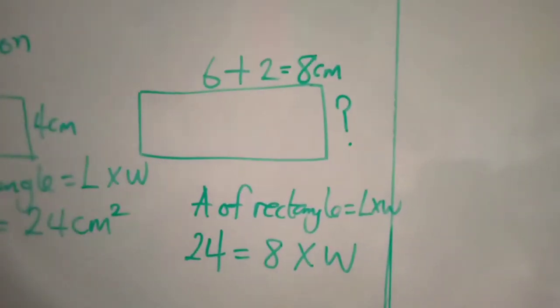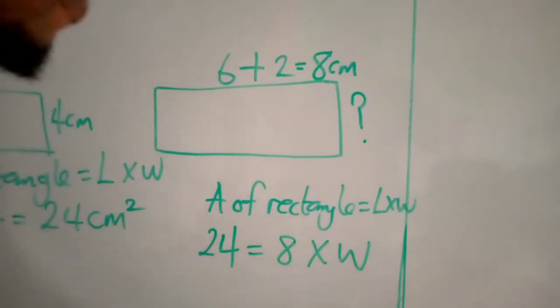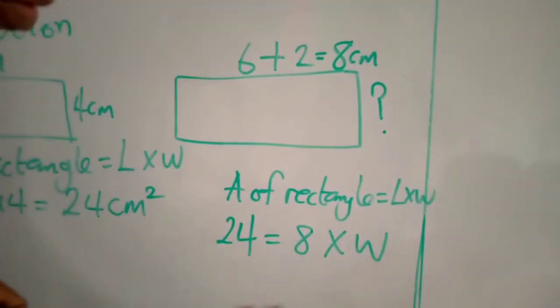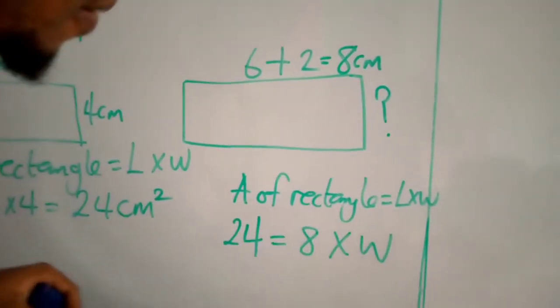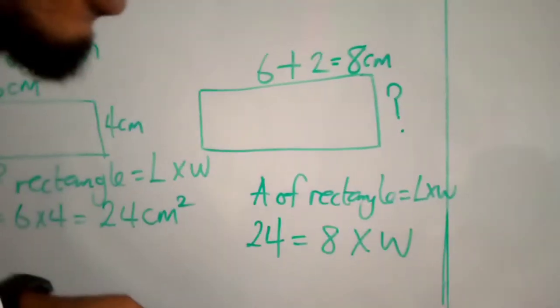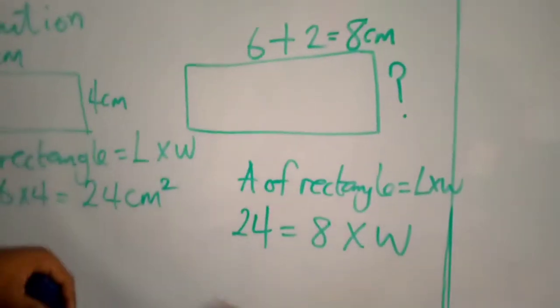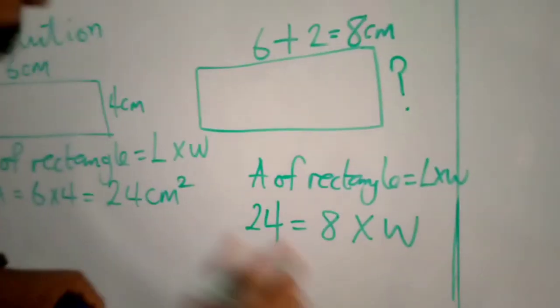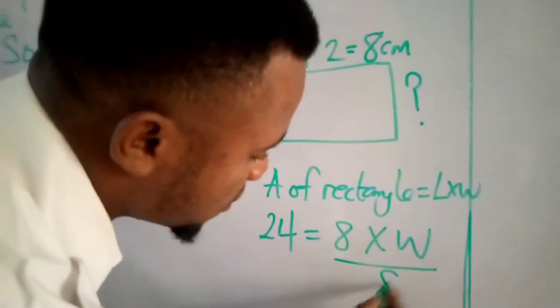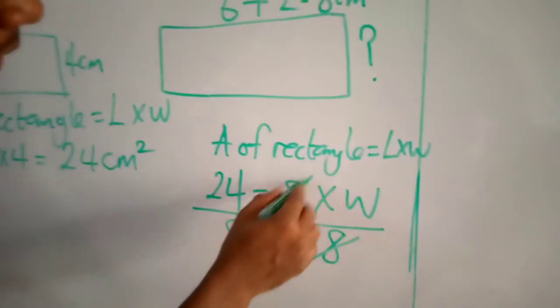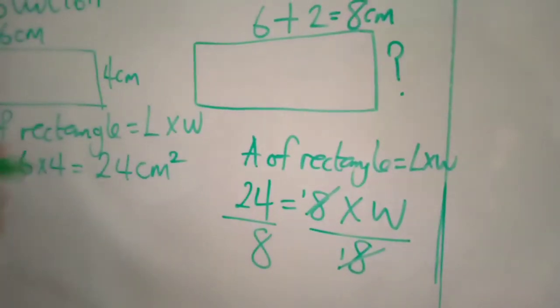Now remember what I said. You make W the subject of the formula by dividing both sides by what is multiplying your unknown. Remember, when your unknown, W, is multiplying a number, to separate both, you have to divide both sides by the number that is multiplying your unknown. We divide both sides by 8.